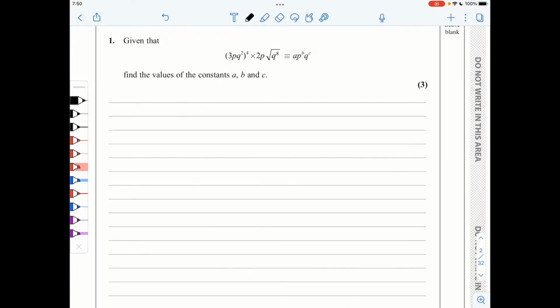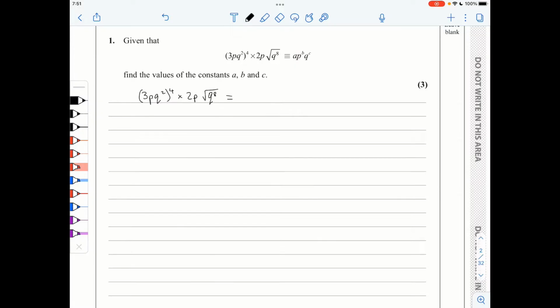In question 1, given that (3pq squared) all to the power of 4, times 2p times the root of q to the 8, is equivalent to a p to the b q to the c, we need to find the values of a, b, and c. So this is really an indices question. We need to make sure that we apply the rules of indices carefully here.